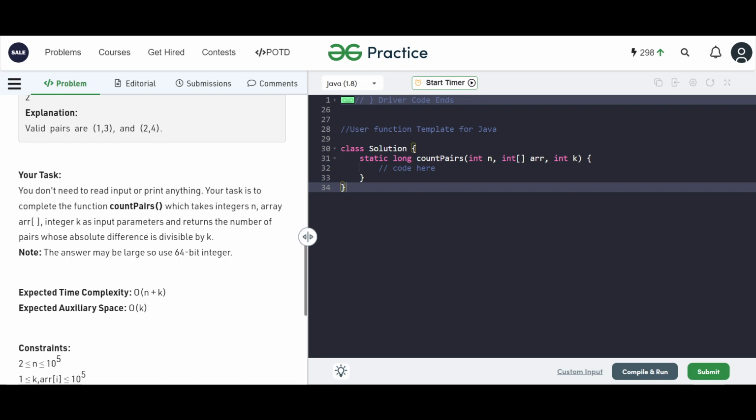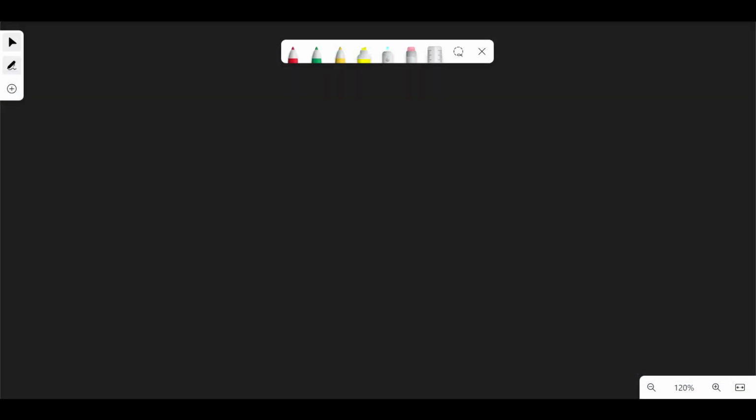But in this problem, it actually mentions the expected time and space complexity, which is quite nice. That doesn't force us to think, but okay. But clearly, the expected time complexity is n plus k. So we're not allowed to use quadratic time complexity. So we have to think of something better. Let us try something better here.